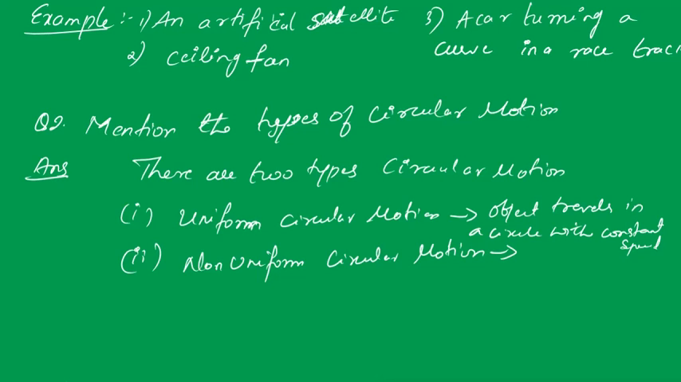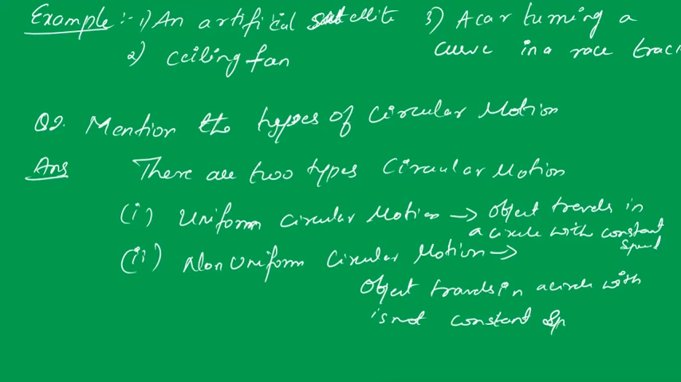So you just have to compare with non-uniform motion, where the object travels or moves in a circle with not constant speed. So the difference between these two: this moves at a constant speed, this will not maintain the constant speed level.